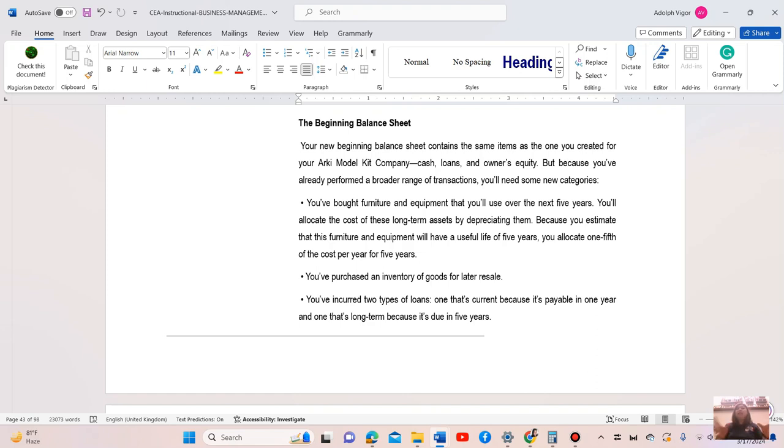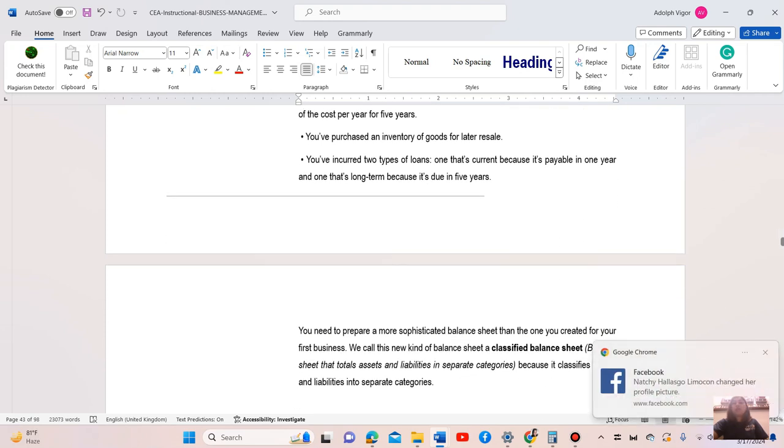So the equipment is not deducted in one time. It should be spread out through 5 years. Because you estimated that this furniture and equipment will have a useful life of 5 years, you allocate 1/5 of the cost per year for 5 years. And then you've purchased an inventory of goods for later resale, your stocks. And you've incurred two types of loans.